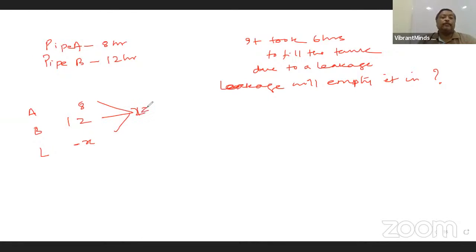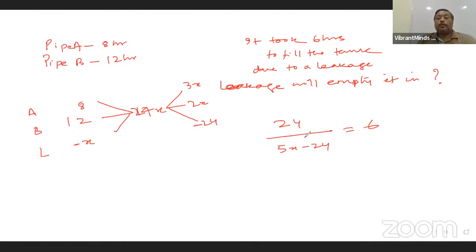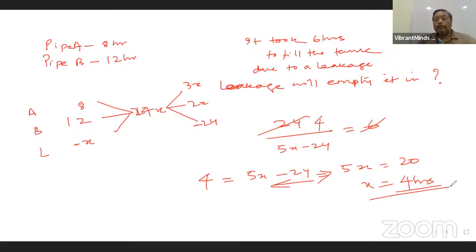8, 12, and X. What I will get here is 24X. So this is 3X units. This is 2X units. And this is minus 24 units. Now, 24 divided by 5X minus 24 will give you 6 hours. Clear? So let's solve this. So this is going to be your 4. And 4 is equal to 5x minus 24. Get this side, 5x is equal to 20, and that means x is equal to 4 hours. In 4 hours, the leakage will empty it.